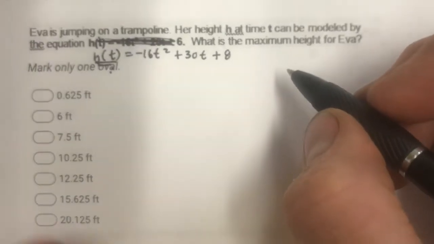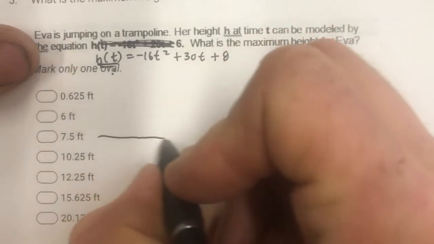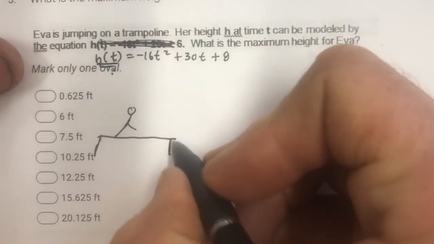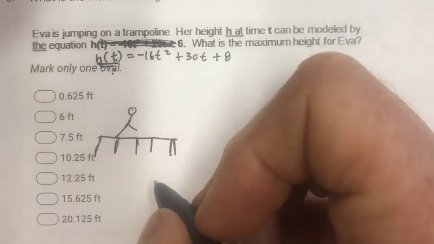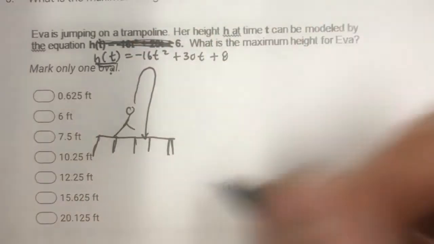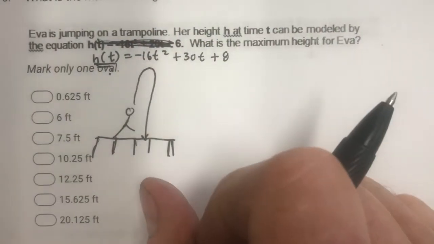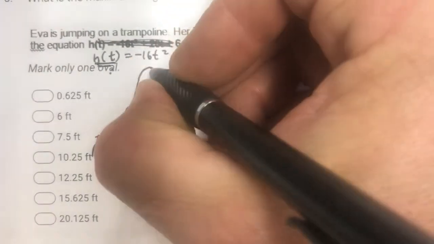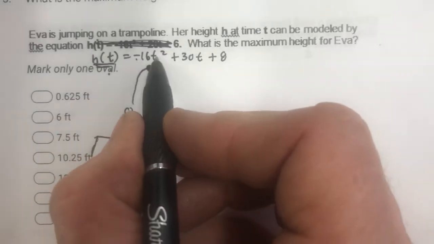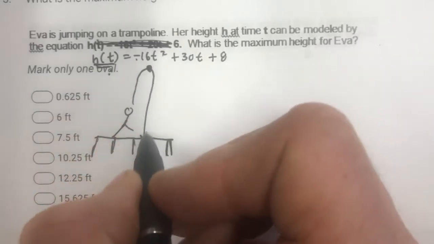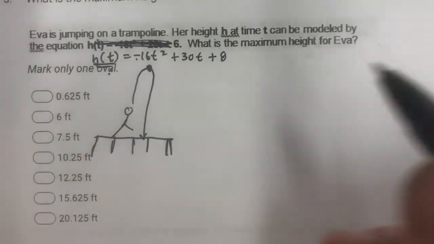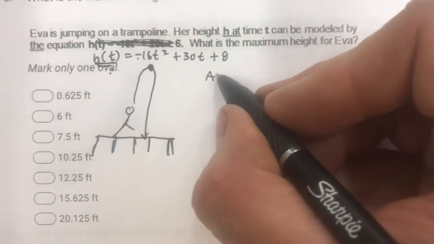Now, if you think about this, we've got Eva jumping on this trampoline. She's jumping up and down on it. She's going up, and then she's coming back down, and she's hitting it and going back up again. But this is a parabola. What's the maximum height up here? Well, that maximum height's the vertex. See this negative t squared, which means it's concave down. See this concave down parabola? This is the maximum height right here. So I just want to figure out what this vertex is. So remember, I got to do the axis of symmetry.